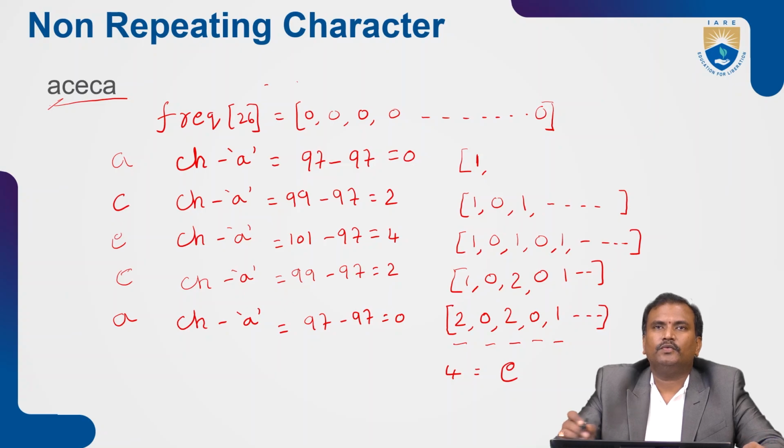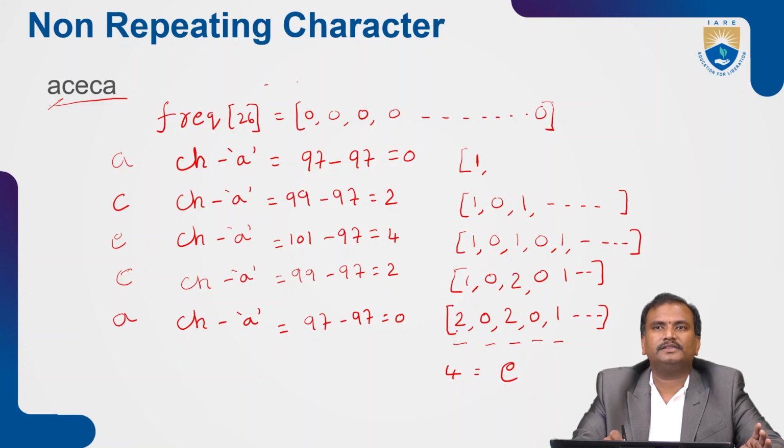First, we need to take a frequency array with all values assigned as 0, with a length of 26. I have taken the counter for each and every element in the string by using character minus A, which gives the index. So if the character is at the 0th index, that value is going to be incremented by 1. Like this we proceed until all the characters are complete.